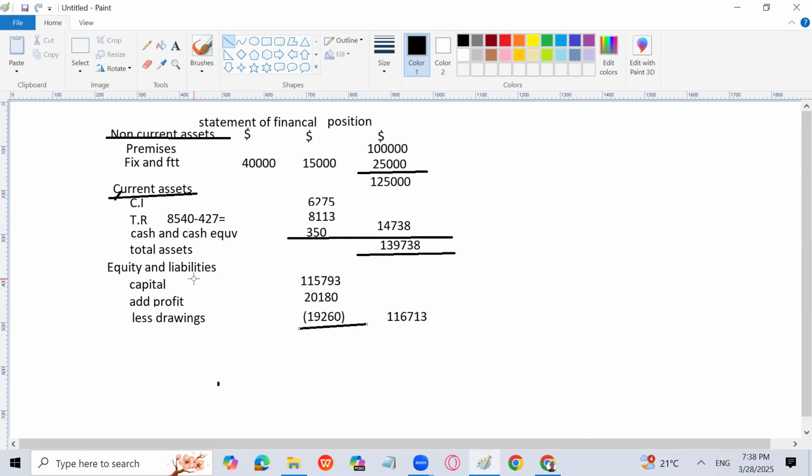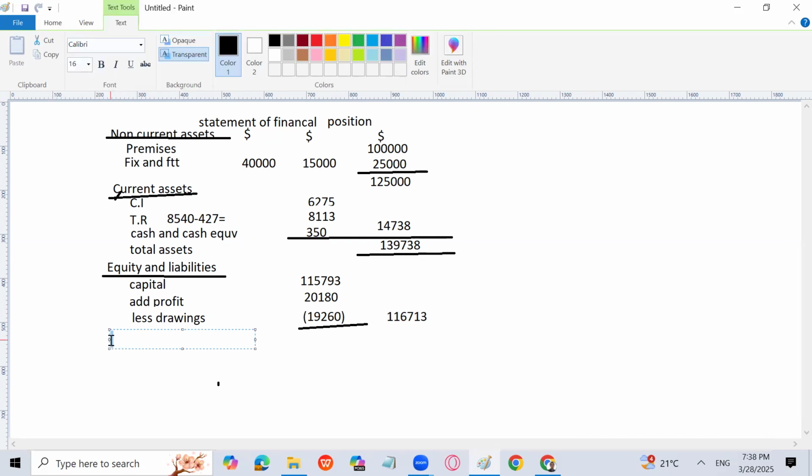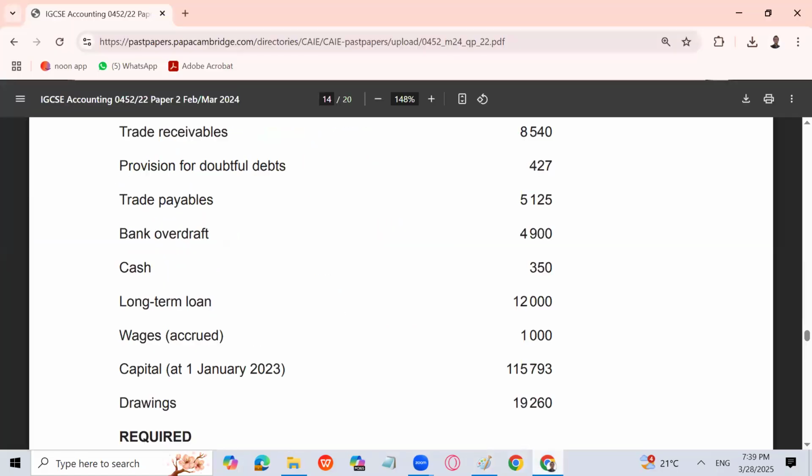This is the equity and liability section. Now I will go with non-current liability. There is a non-current liability because, as per my thinking, a long-term loan is given. So I will write long-term loan. And let me see the answer for the question. Here is the long-term loan, that is 12,000.